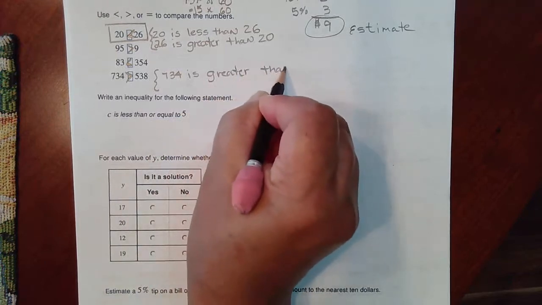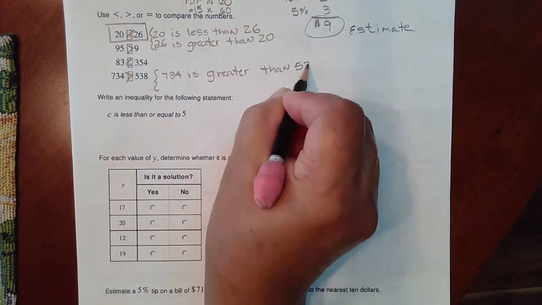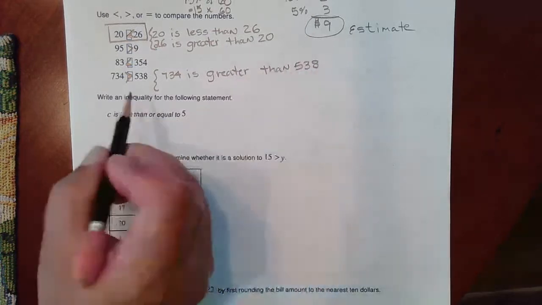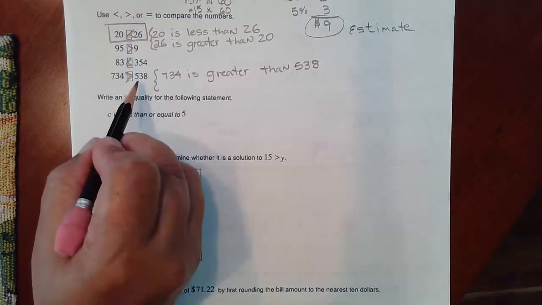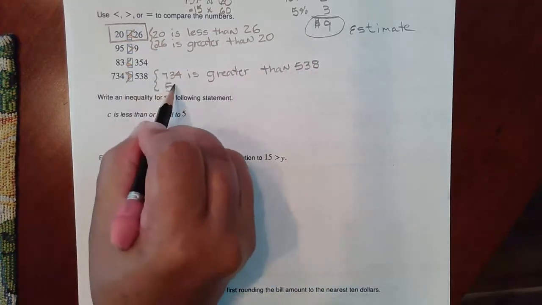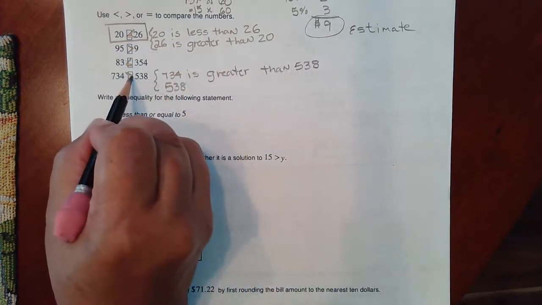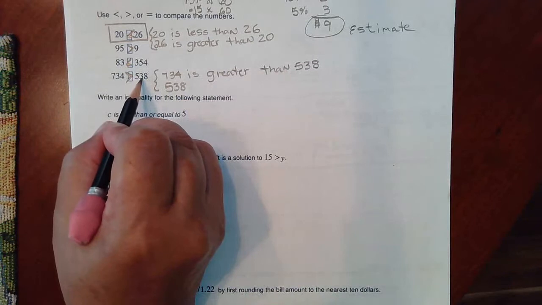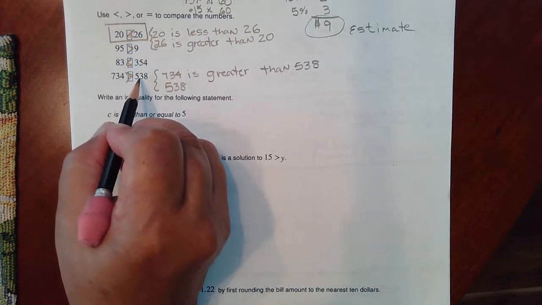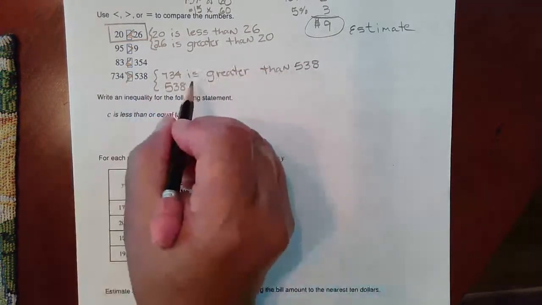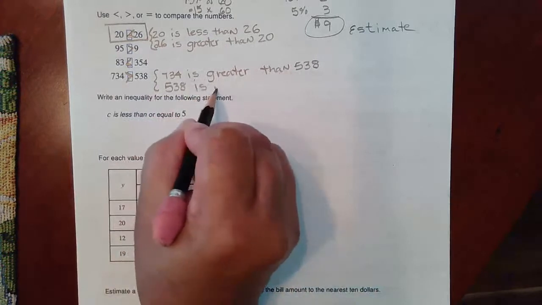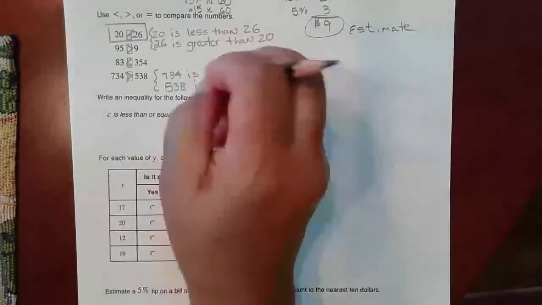than 538. And if you want to read it the other way around, you want to mention this number first, you could say 538. The pointy part or small part points to the smaller number, or the number that is considered less than the other one. So you could say 538 is less than.